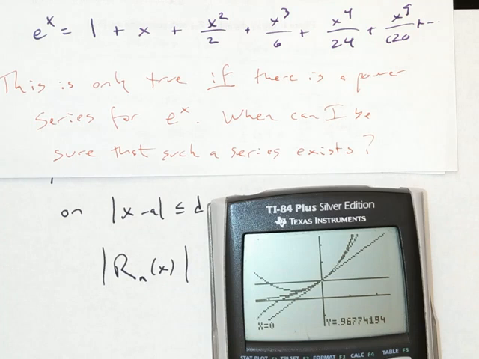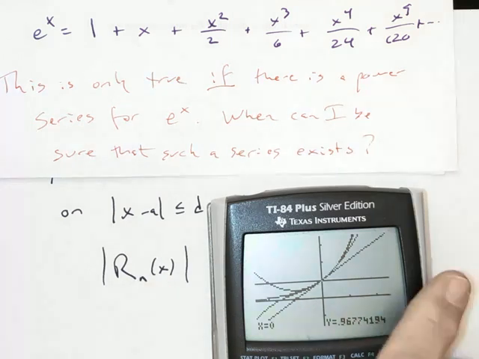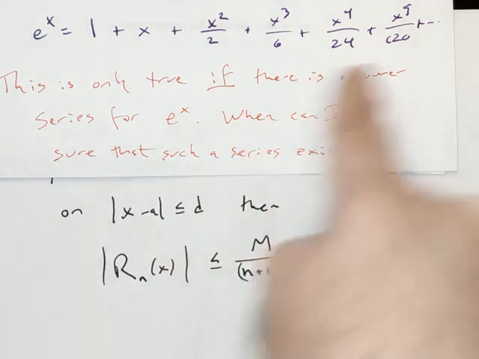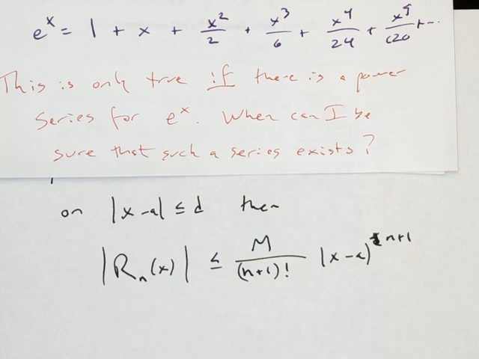Because the leftovers, the remainder, gets small. And so my convergence doesn't happen at one point, it happens all the way across the graph. As I take more and more powers of x, the graphs get closer, closer, closer to the graph of e to the x.